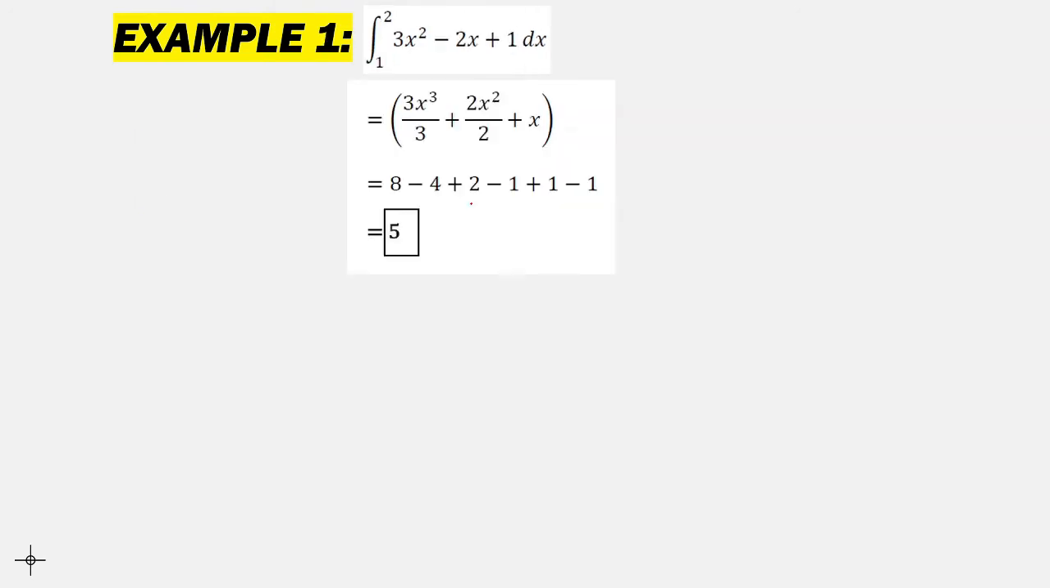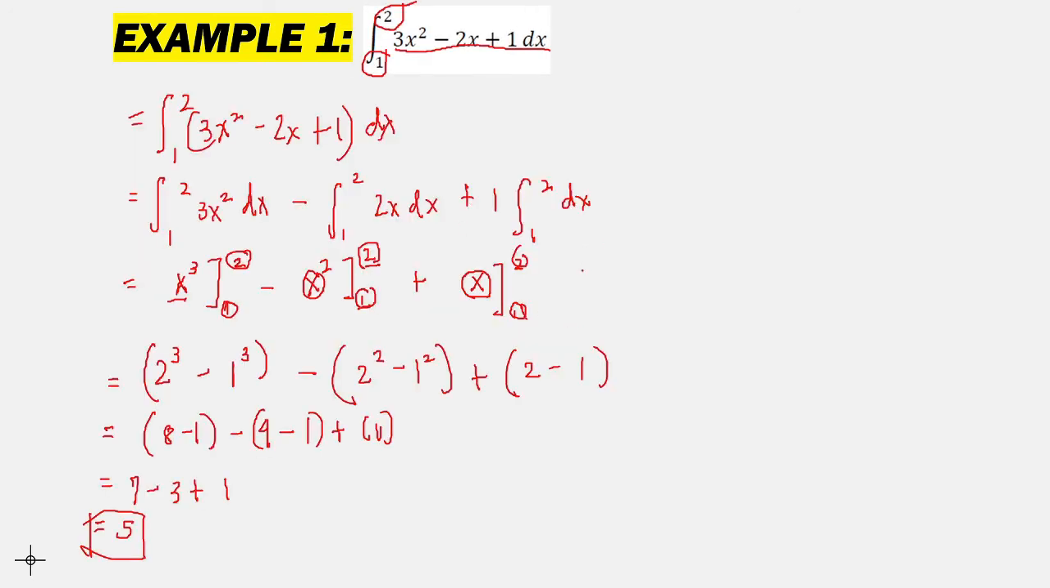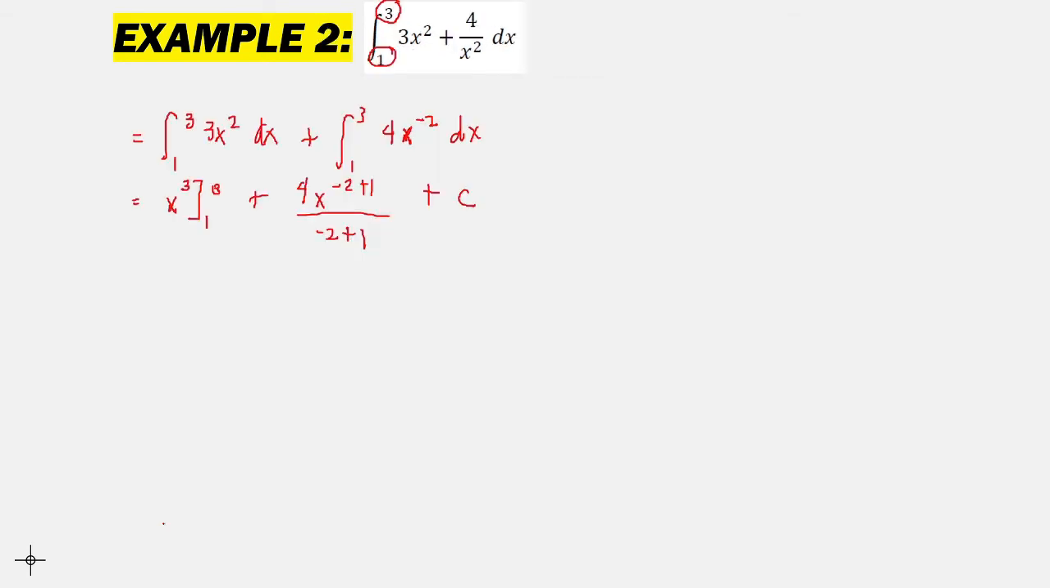So did I forget plus c earlier? Yes, I did. So we should put plus c, but a constant will be disregarded at the final answer. So 5 is our final answer there. So here we put plus c, and then we would just disregard that one because this is a definite integral. So x cubed from 1 to 3 plus 4x to the negative 1 over negative 1 plus c. This is from 1 to 3.